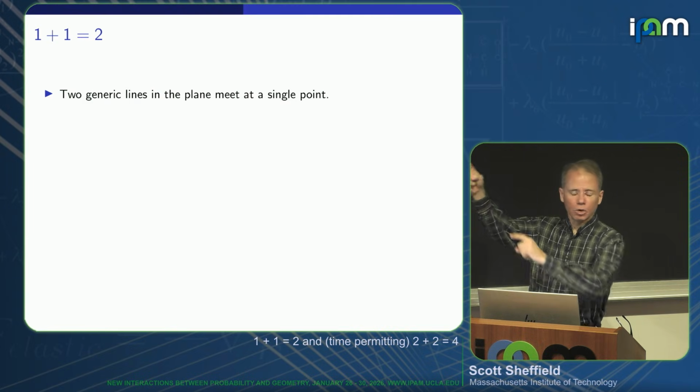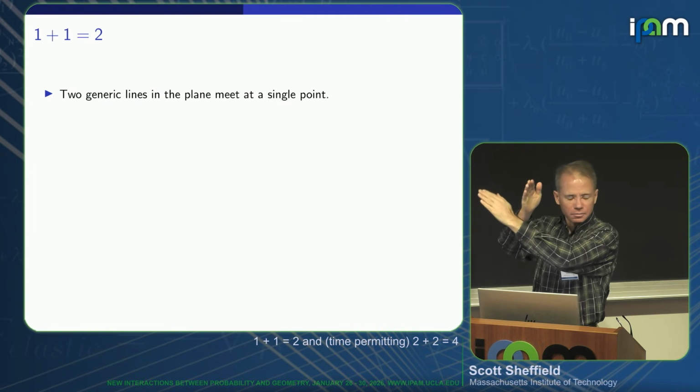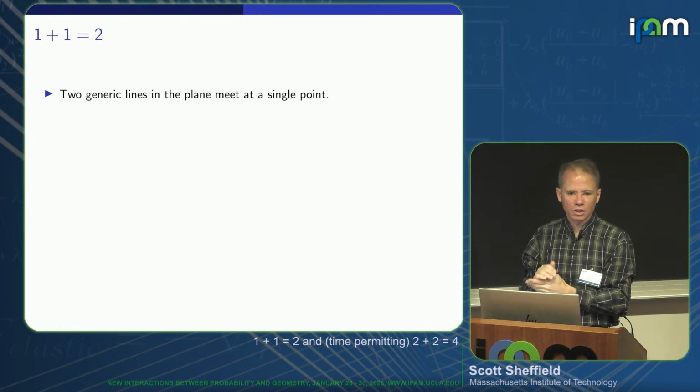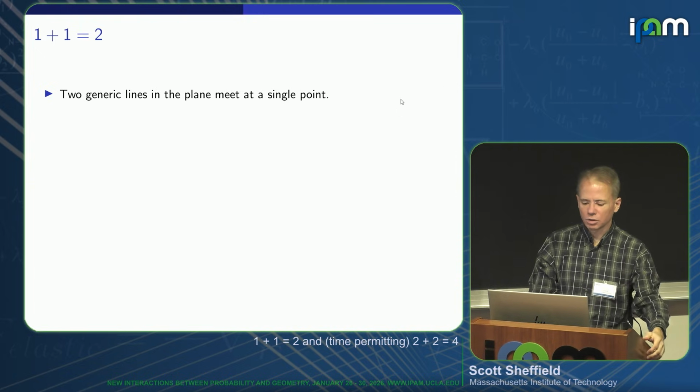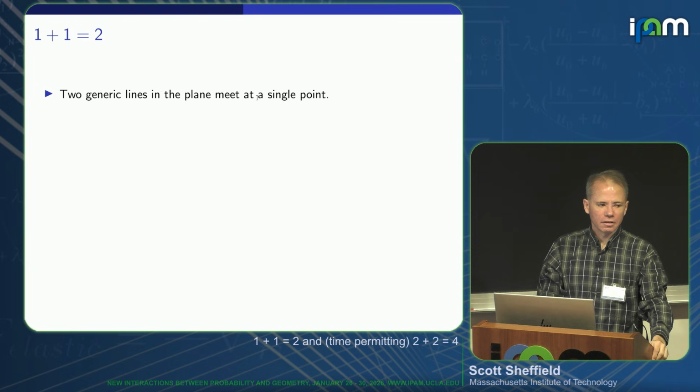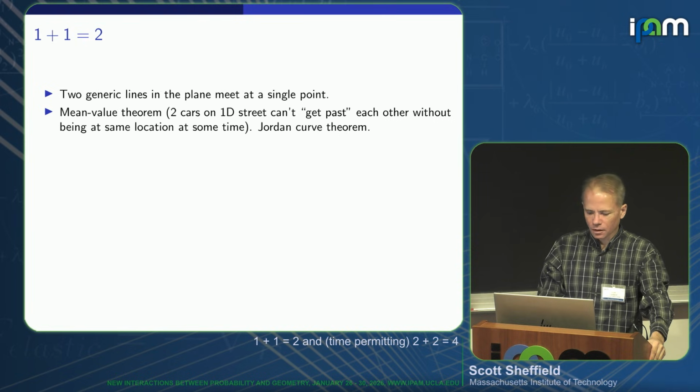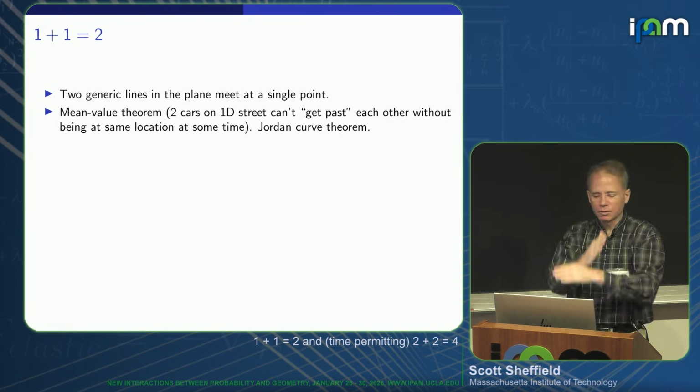So first of all, why is it that 1 + 1 = 2? Well, that means if you have 2 codimension 1 linear spaces, generically they intersect in a codimension 2 space, which means that 2 generic lines in the plane meet at a single point. And you can generalize this 2 lines meet at a point thing.